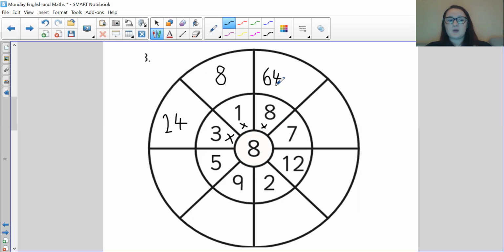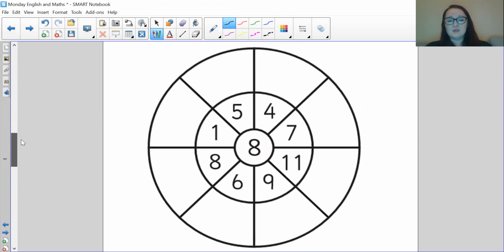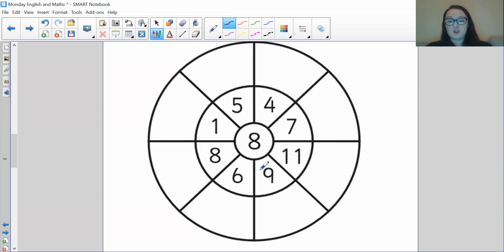I'd like you to fill up that wheel. I've got another one below. Let's have another look. So exactly the same, different numbers. So I'm going to do this one first. 8 times 11. Now I know 8 times 11 is 88. So I'm going to put 88 in there. Now let's mix it up. Let's do this one. 8 multiplied by 5. 8, 16, 24, 32, 40. So I'm going to put 40 here.